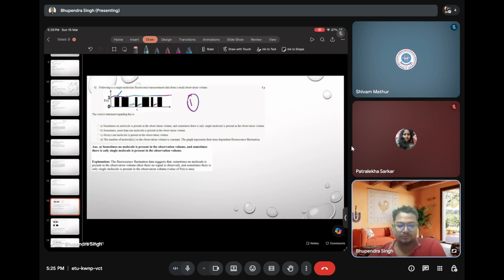So the explanation: the fluorescence fluctuation data suggests that sometimes no molecule is present in the observation volume, so no signal is observed, and sometimes only a single molecule is present in the observation volume because Ft is 1. So option A is correct.